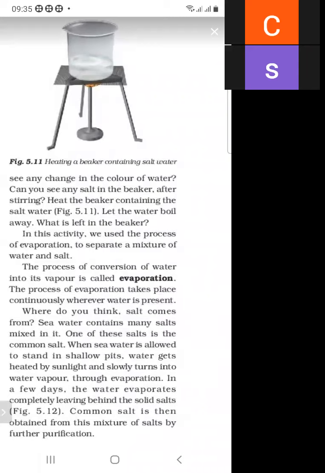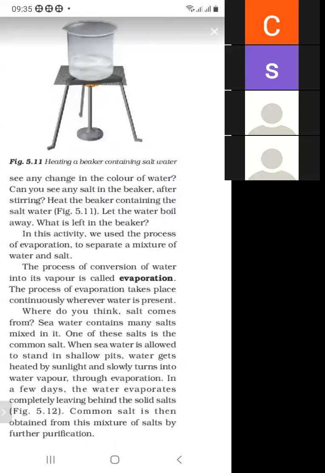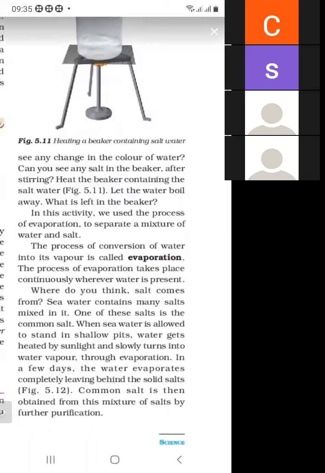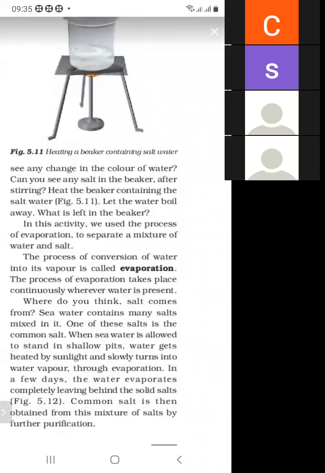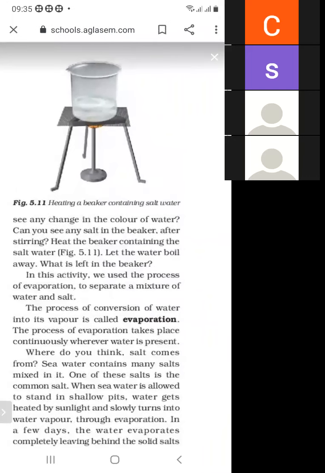Firstly, we will take a beaker and add some water into it, and then we will add some salt into it. After adding salt into the beaker, what is the observation? Heat the beaker containing the salt water. We will heat it and let the water boil away. And after boiling the water, what is left?